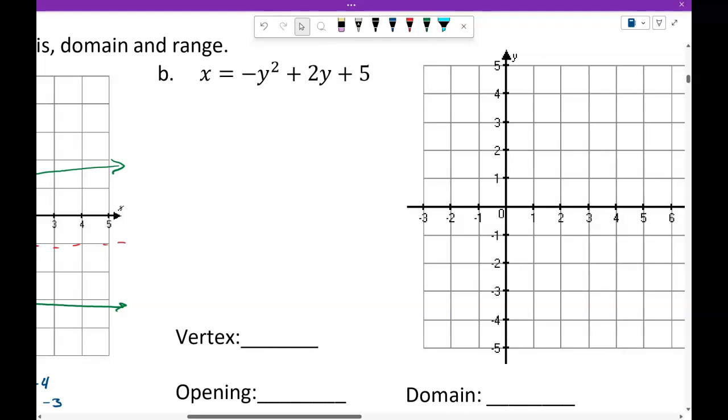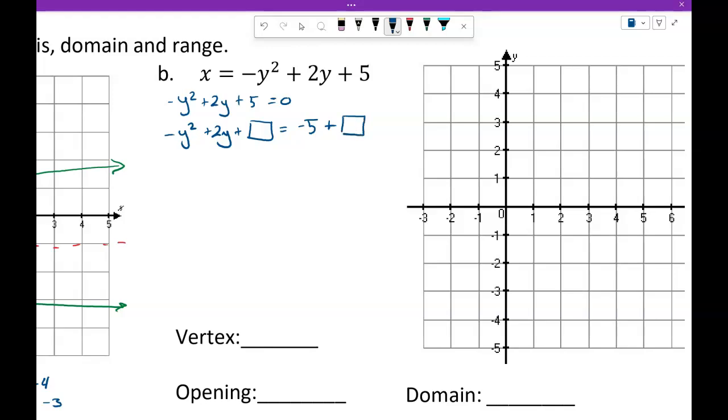Here, this parabola is in general form, so we need to rewrite it into the standard vertex form. So just to make it a little easier, we'll go ahead and set the right side of the equation equal to 0. We'll move our constant term. And since we do have a leading coefficient that's not 1, we'll go ahead and factor out the negative 1. Giving us y squared minus 2y equals negative 5 plus negative 1 times whatever in the box.